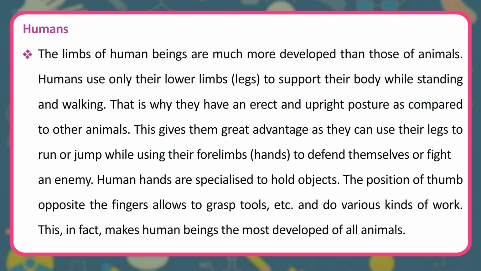Human hands are specialized to hold objects. The position of thumb opposite the fingers allows them to grasp tools, etc., and do various kinds of work. This, in fact, makes human beings the most developed of all animals.